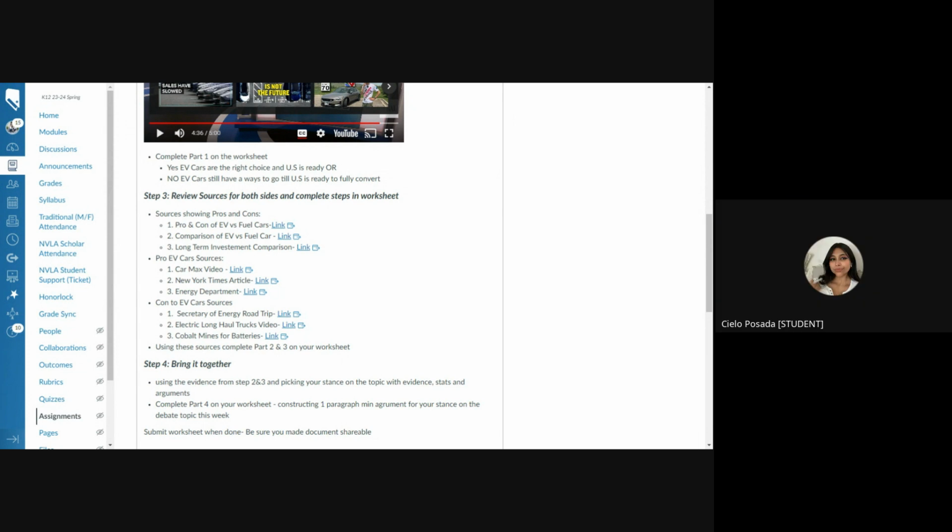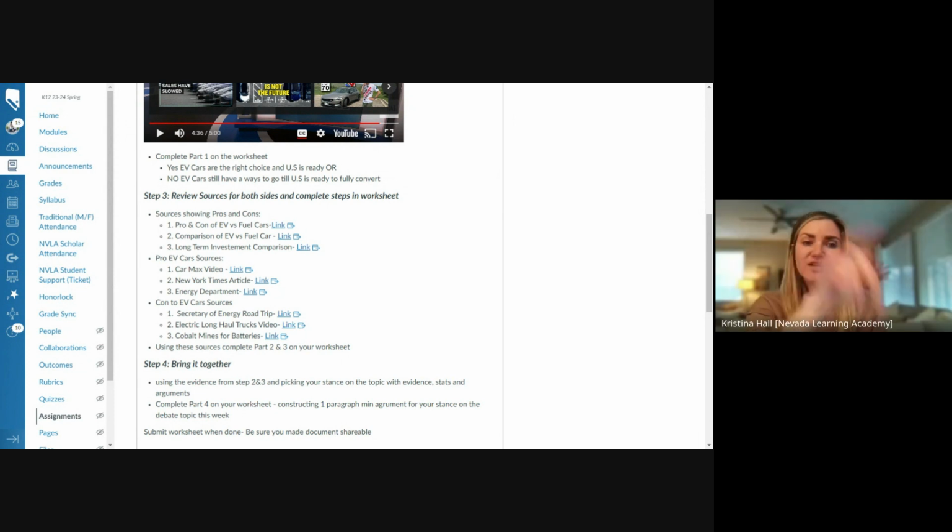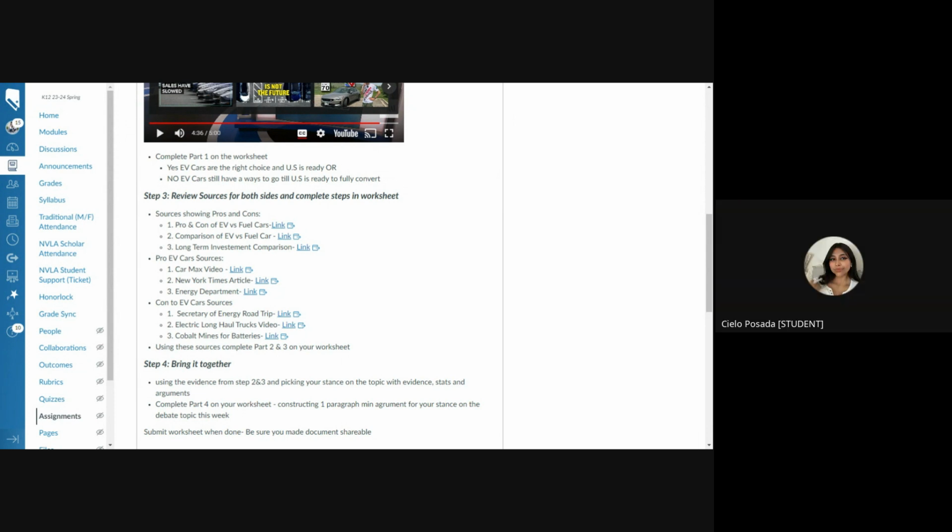EVs? Oh yeah, a lot of them are more expensive, are they not? They are very expensive. So that's one of the things when you go through the pro and con sources, like expense. I believe there's one that does a comparison of investment. Yeah, that's what I'm saying. I don't understand why you'd spend more money to save the planet if you can just do public transportation and go that way.